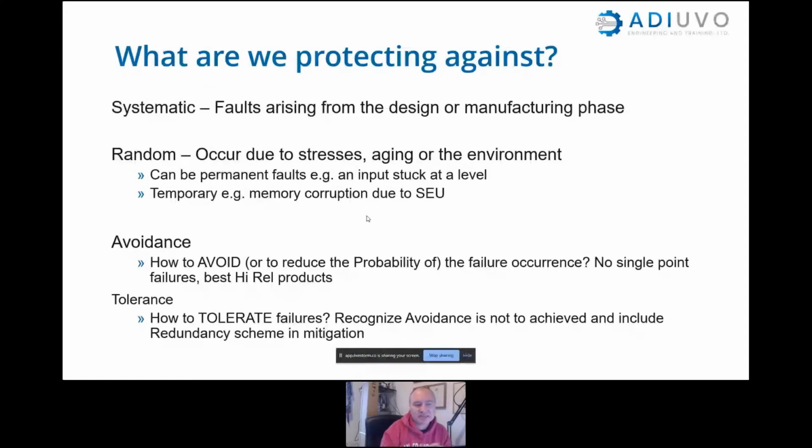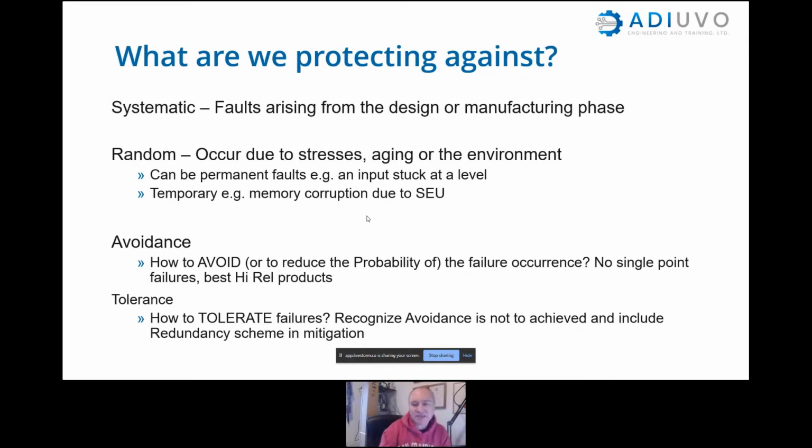So we're protecting against systematic faults. Those are faults that occur when we do the design as engineers. You know, we're not all perfect. We make mistakes, we make issues. Or they occur during the manufacturing phase as well. We also want to protect our designs against random failures, which occur due to stressors and aging or the environment. Those random failures could be anything from an input failing, a pull-up or pull-down resistor failing off and changing the value of an input. They could be transitory. They could be a single event upset occurring.